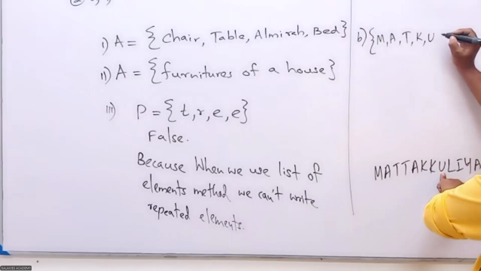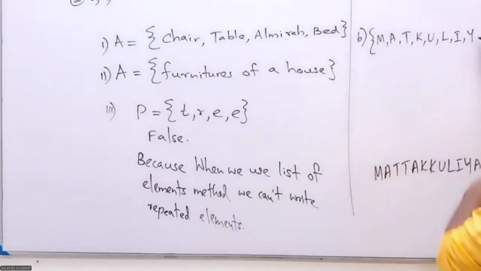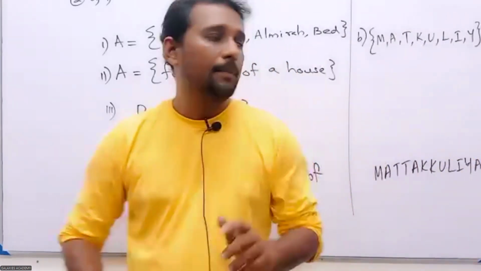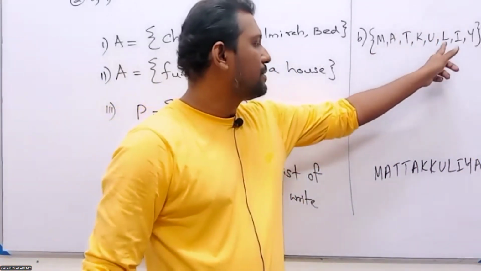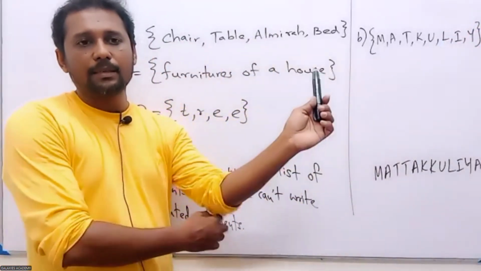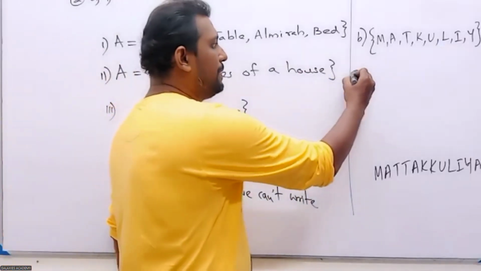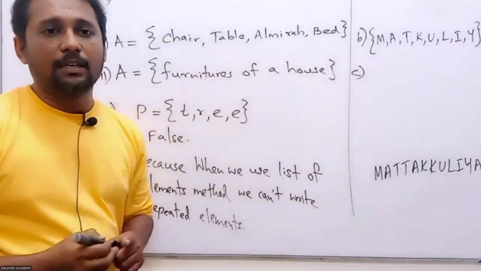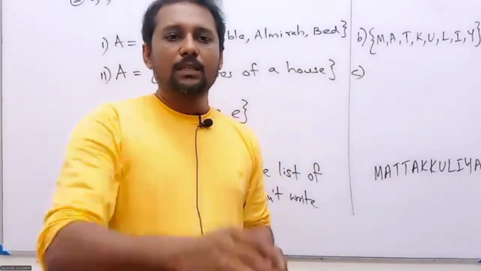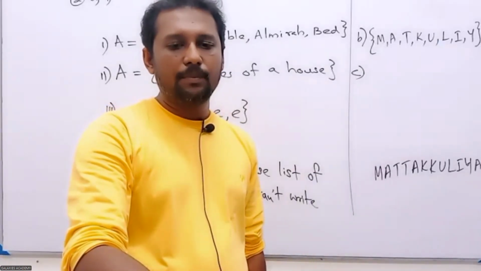U, L, I, Y, A, early we wrote. So these are the elements. How many elements? 1, 2, 3, 4, 5, 6, 7, 8. There are 8 elements you have to write inside the curly bracket. Right, it is simple B. Then another one part given of this full question. This is the second question of the paper 2.